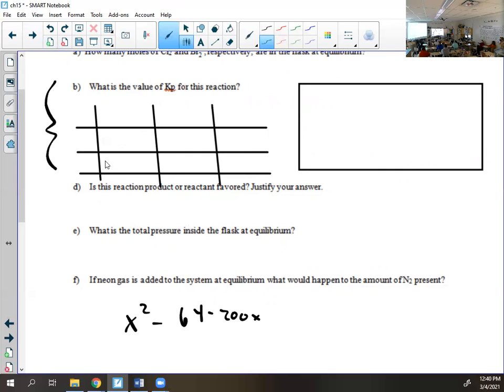You set up the ice table, you use a variable to represent your change, plug it in and pray, and 99% of the time, you'll have a square on the top and a square on the bottom. And if you can do that, then they're both in x's, and then x's talk to each other.